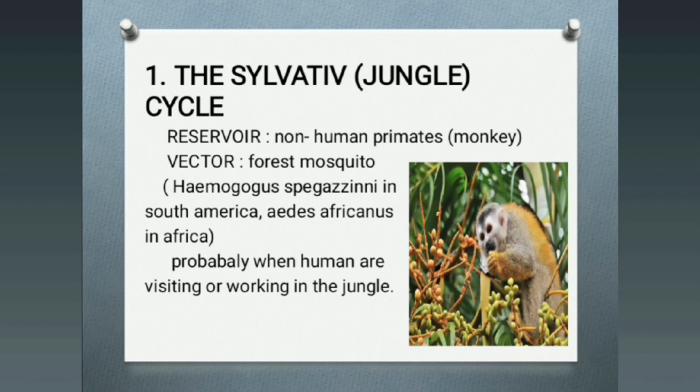First one, the sylvatic jungle cycle. Its reservoir is non-human primates, monkeys. Its vector is forest mosquitoes: Haemagogus spegazzinii in South America, and Aedes africanus in Africa, cause this infection. Humans visiting or working in the jungle may be infected by these species.